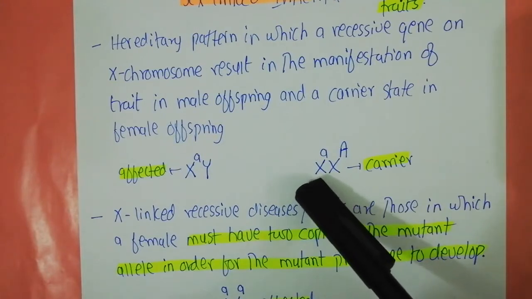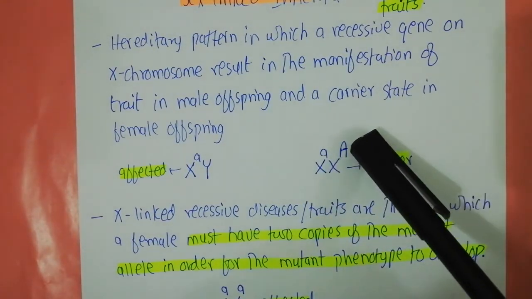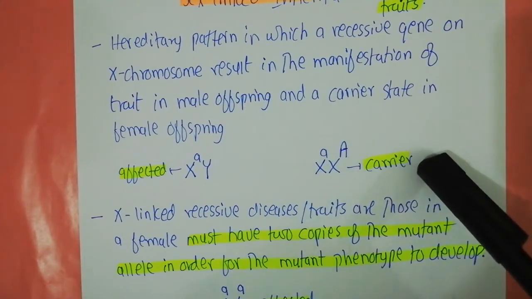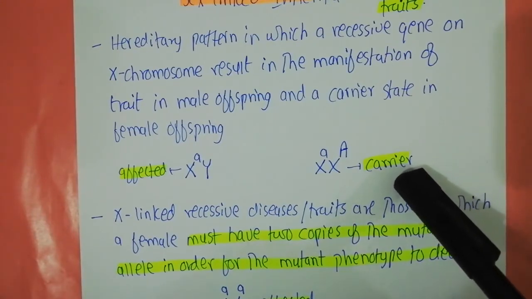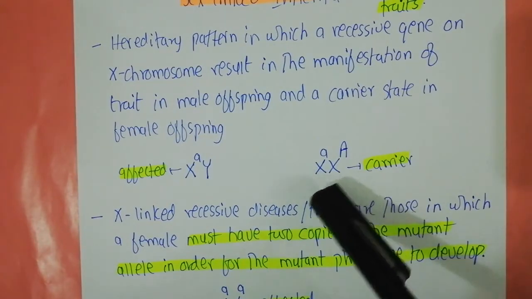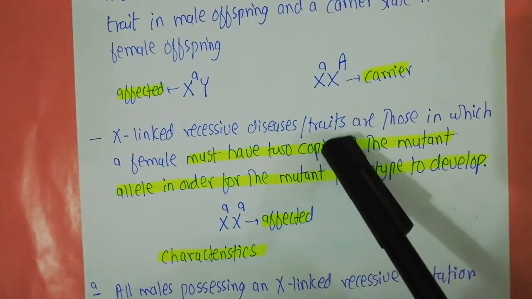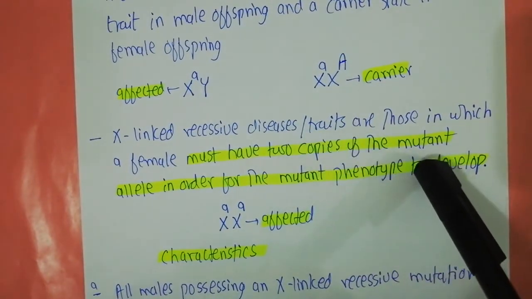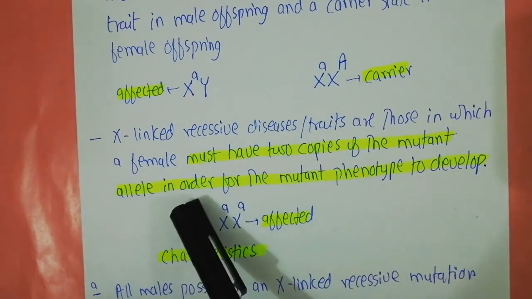If you talk about the females, they have two X chromosomes. If on one X chromosome they have the mutant allele and on the other X chromosome they have the normal copy, we usually call them carriers, and they do not manifest those particular traits. Those traits are not presented by carrier females. That means for X-linked recessive diseases or traits in females, this particular phenotype will be expressed only when two copies of the mutant allele are present.